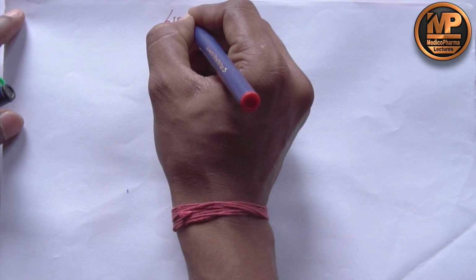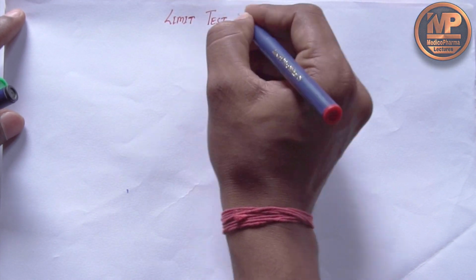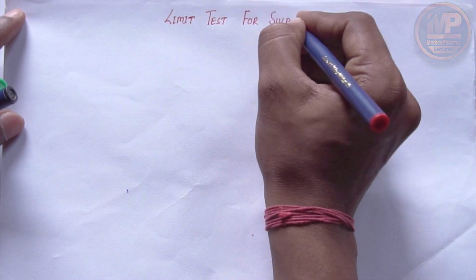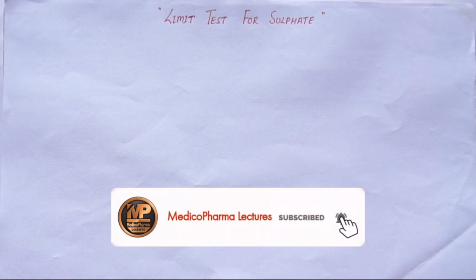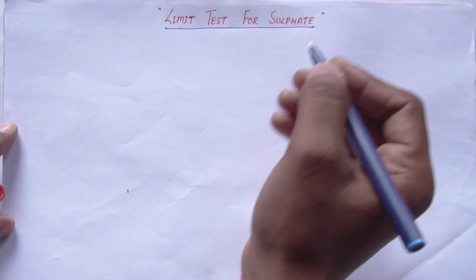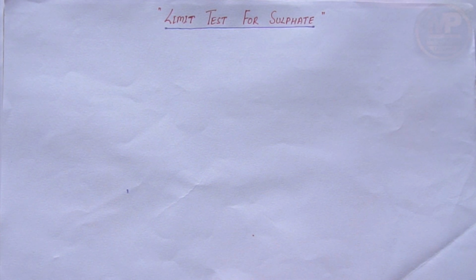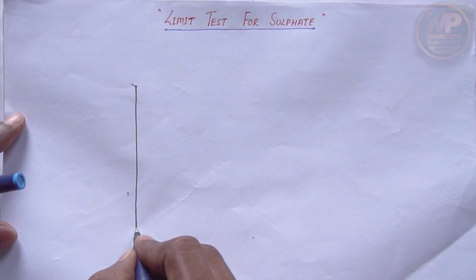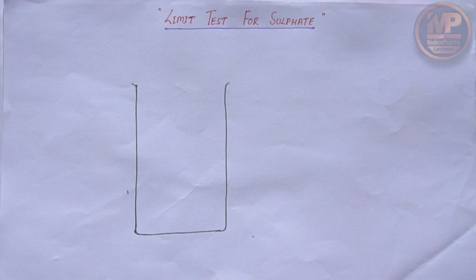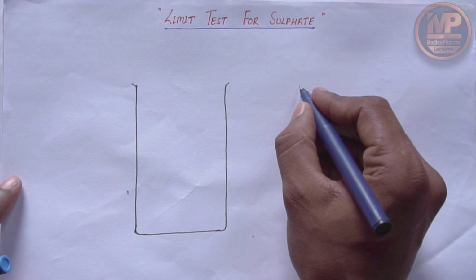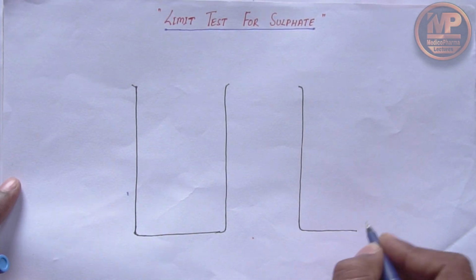Today we are going to discuss the limit test for sulfate. As we know, sulfate is a harmless impurity which is easily available in pharmaceutical solvents like water. If it is present in large quantity, it can interfere with the therapeutic value of the drug, as well as create technical problems during drug formulation. That's why we carry out the sulfate limit test for pharmaceutical preparations.